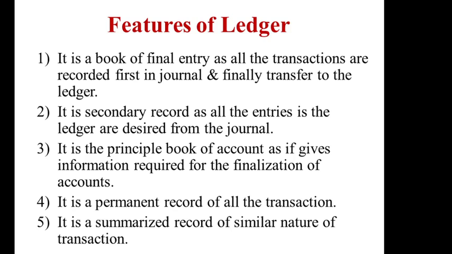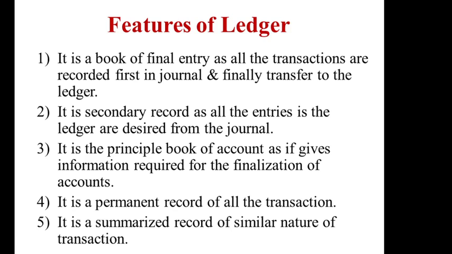Next, it is a secondary record, as all the entries in the ledger are derived from the journal. It means it is the secondary book. Whatever transactions take place in the business are recorded firstly in the journal book, and then recorded in the ledger. They are transferred from the journal into the ledger.